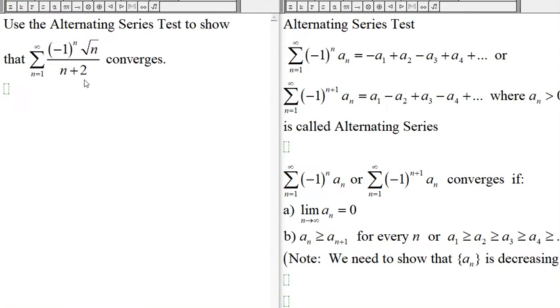Here we have the alternating series, the sum of negative 1 to the n times the square root of n divided by n plus 2. And we want to show that this alternating series converges. And so first we have to show that the limit of a sub n is equal to 0, and then we have to show that a sub n is greater than or equal to a sub n plus 1.